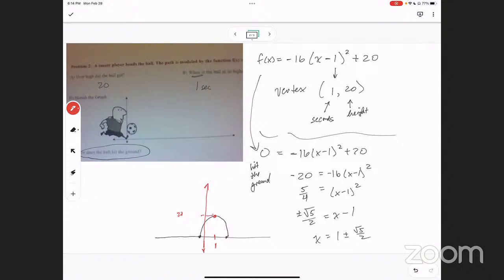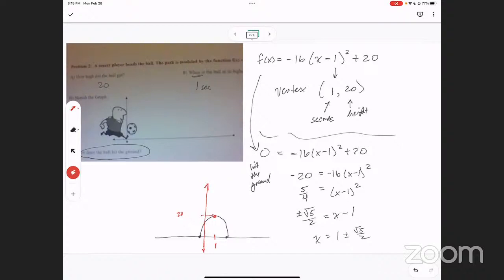So he's kicking the ball. The ball wasn't on the ground when he kicked it. The ball was up in the air when he kicked it. He wasn't kicking a ball that was laying flat on the ground. The reason I know that is because of this. 1 minus the square root of 5 over 2 is going to be a negative number because this is bigger than 1. So it's going to be over here. Okay. So when he kicked it, the ball was not sitting on the ground. The ball was up here.